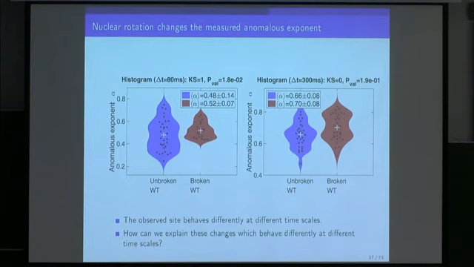So when you look at the distribution of those values over the population in the unbroken case and the broken case, we see that following a break induction, we see an increase in the value of the anomalous exponent, and this increase is significant for delta t equals 80 milliseconds. We still see the increase, but it's not statistically significant, at least for 300 milliseconds.